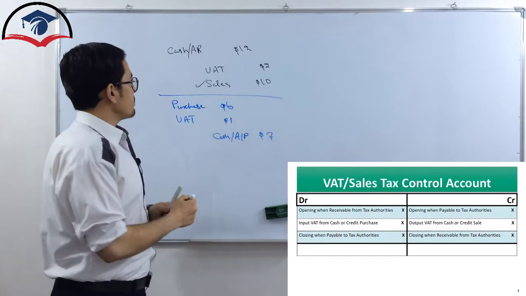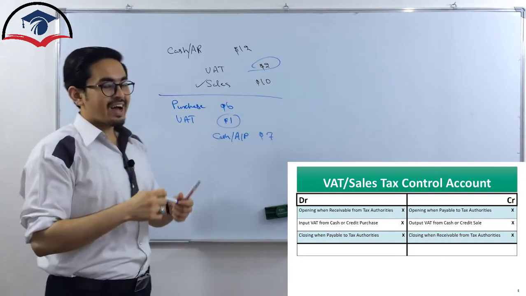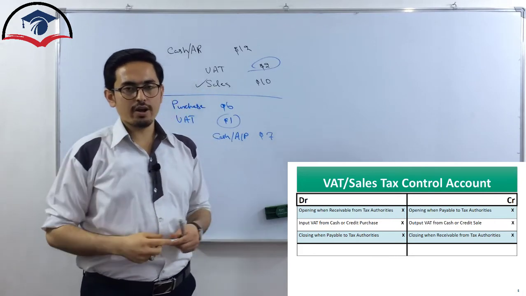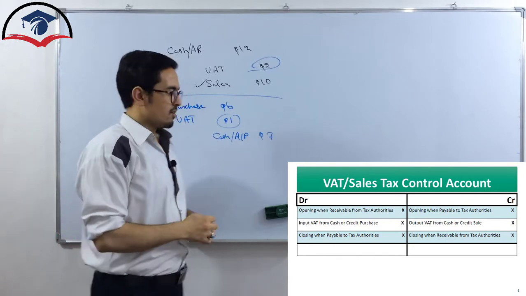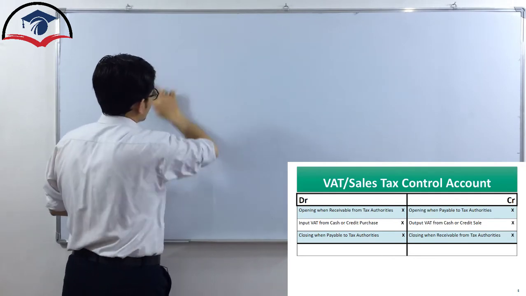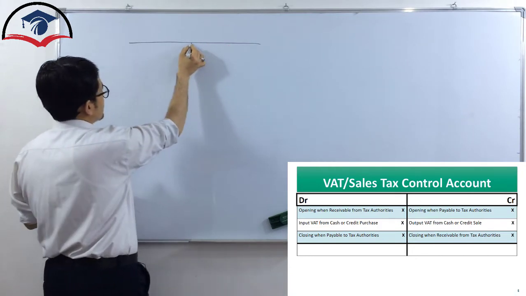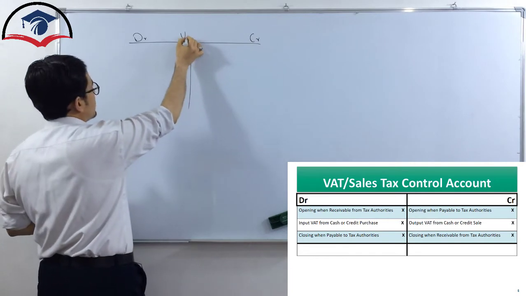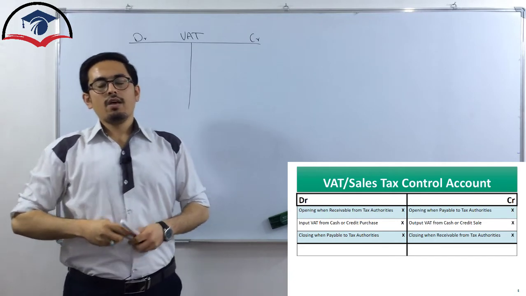But remember, this $2 and this $1 will be adjusted or recorded in another T account, which is called the control account, or sales tax control account. Let me draw that. Suppose this is my T account and it has a debit and a credit. The value-added tax control account is there to record that.